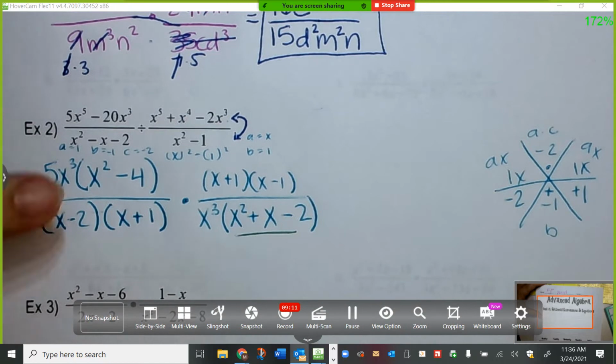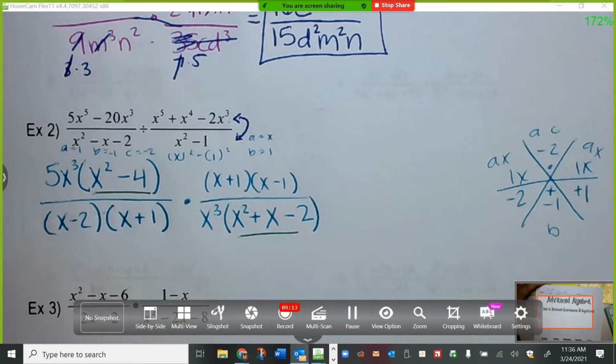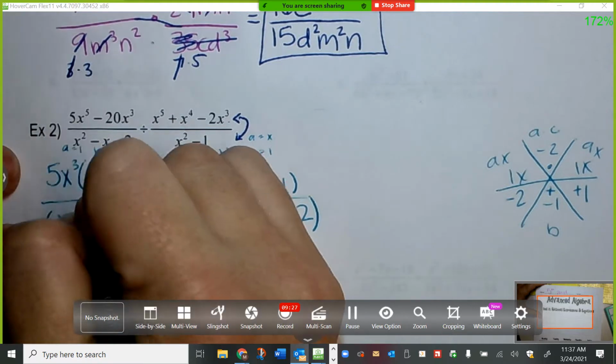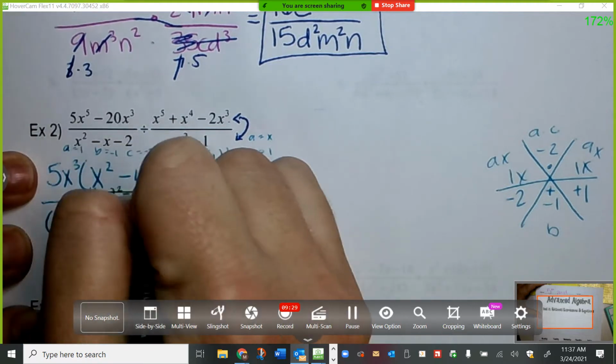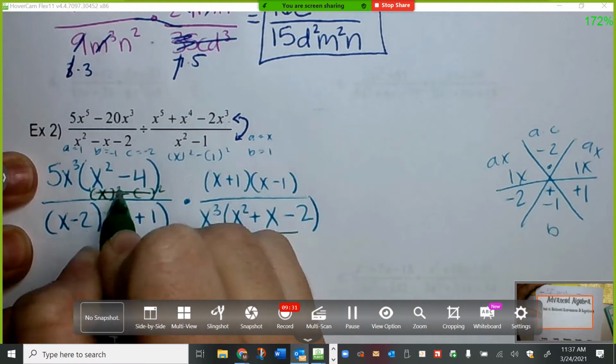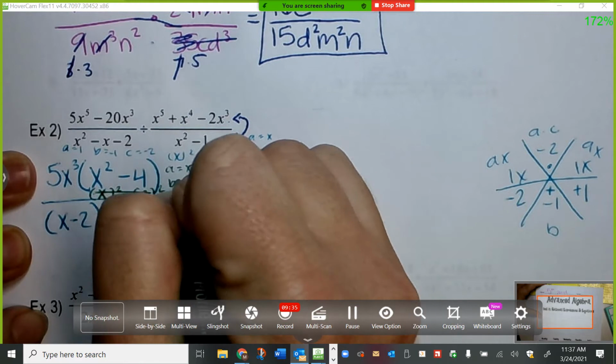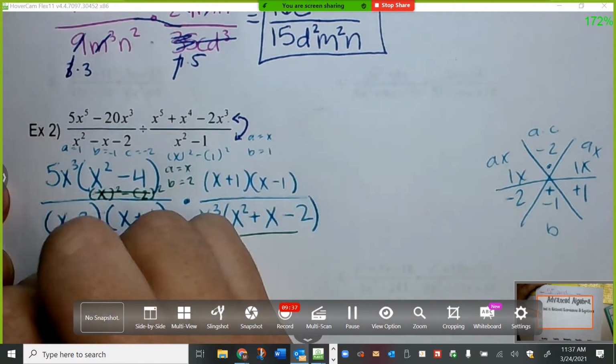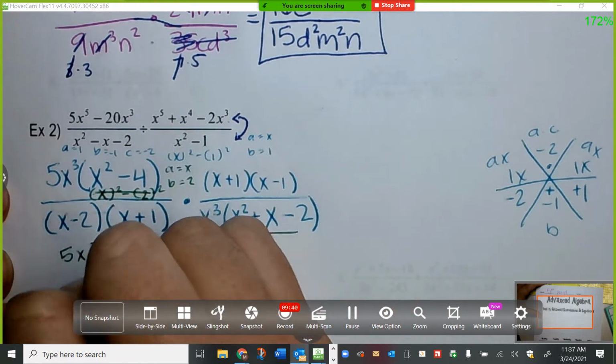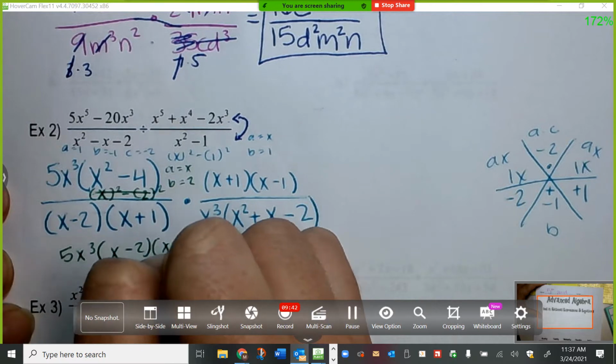Top left. This is the difference of squares. X squared. Anytime y'all see a squared, check for difference of squares or snowflake. Well, it doesn't have 3 terms, so I'm not going to snowflake it. But it has 2 terms, and they're both perfect squares. Because I know that this is something squared minus something squared. It's x squared is x squared, and 2 squared is 4. So a is x, and b is 2. So I'm going to rewrite it. I have 5x cubed, x minus 2, x plus 2.